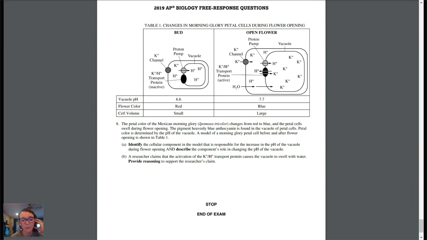Any questions about that one? Okay, cool. Well, those are the questions. If they ever spontaneously decide to release the other ones, I'd be more than happy to do another session. We'll know more information once they start releasing scorings.